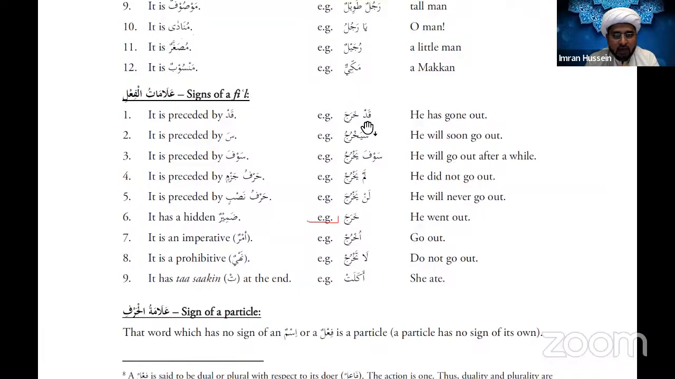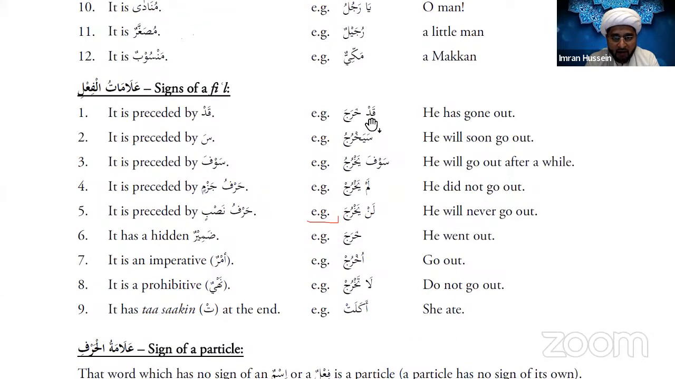So whenever you see qad in the Quran, whenever qad comes, it is a sign of a verb. It also represents qad kharaja, he has gone out. So qad, whenever it comes, it is a sign of a verb. So this is alamatul ism, the signs of nouns, and these are the signs of verbs.